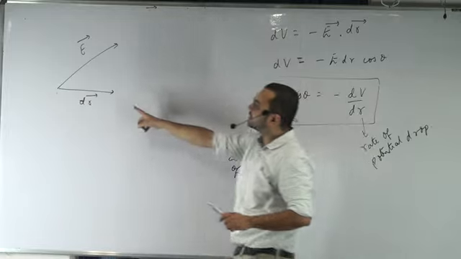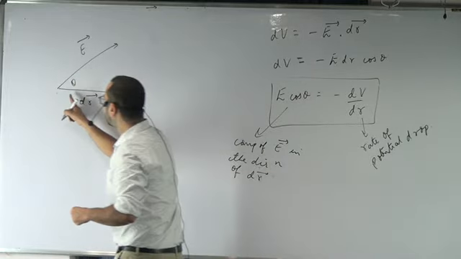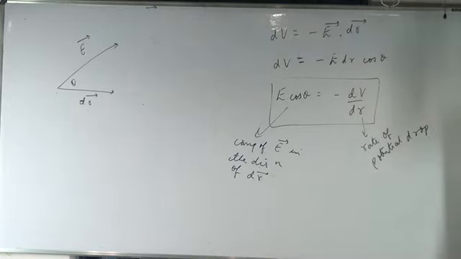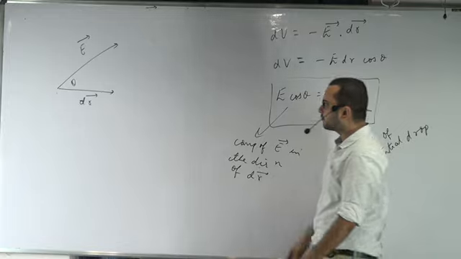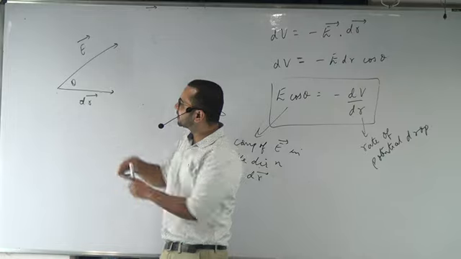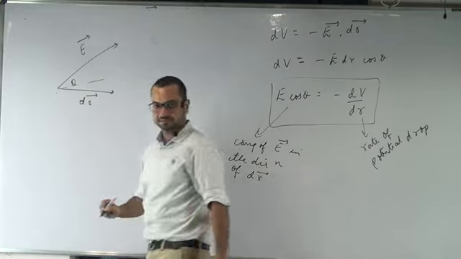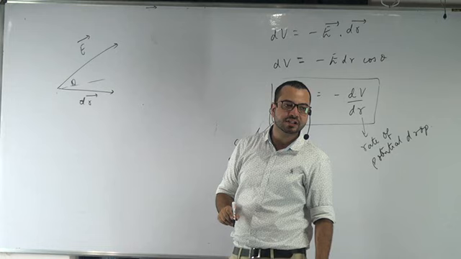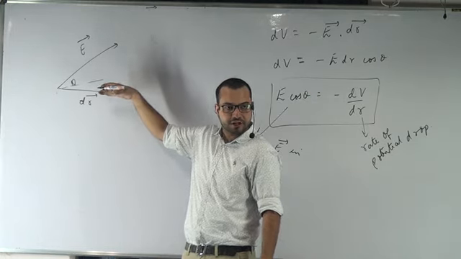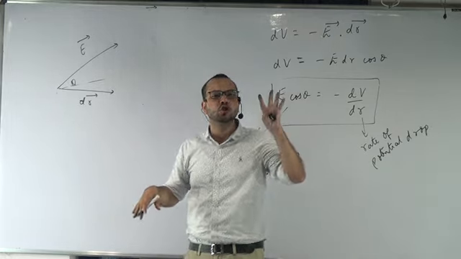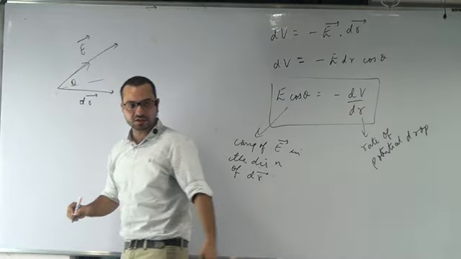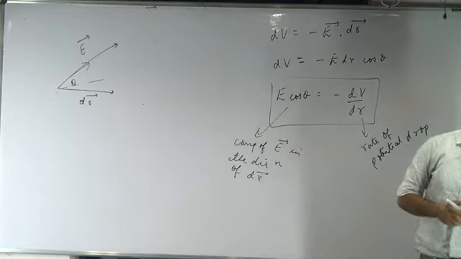So if I move along this direction, and this angle is theta, what is the field I'm encountering? E cos theta. That is the field I'm encountering. Okay. What if I change the direction a bit? I start moving slightly this side. What am I going to experience? A stronger field. Okay. When am I going to encounter the strongest field? When you start moving along this direction.